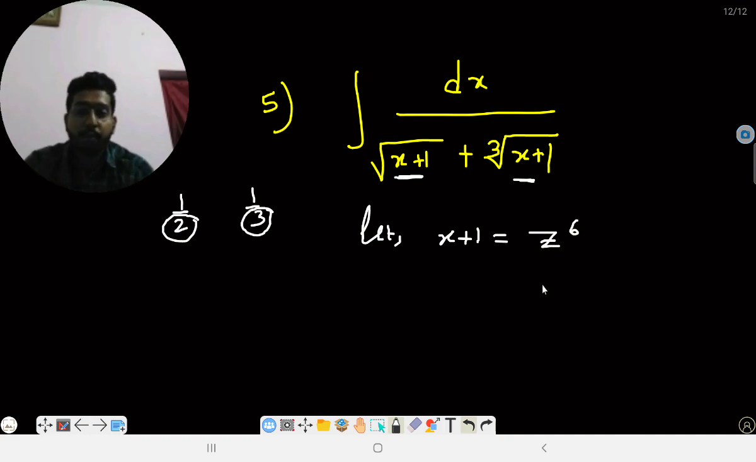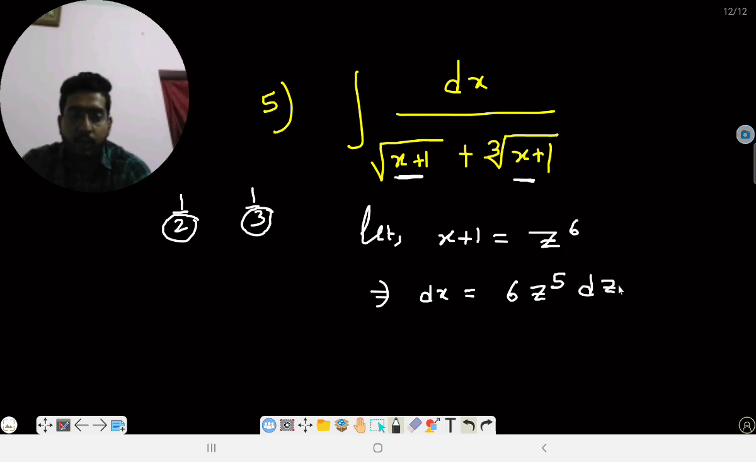That means whatever be the power, first take the LCM. So 2 and 3 here, so the LCM is 6. That means z to the power 6. If there was 2 and 5, that means you have to take LCM of 2 and 5. That means z to the power 10 we have to take, like this. Okay, now differentiate. So dx, and 1 will be 0, and z to the power 6 will be 6z to the power 5 dz.